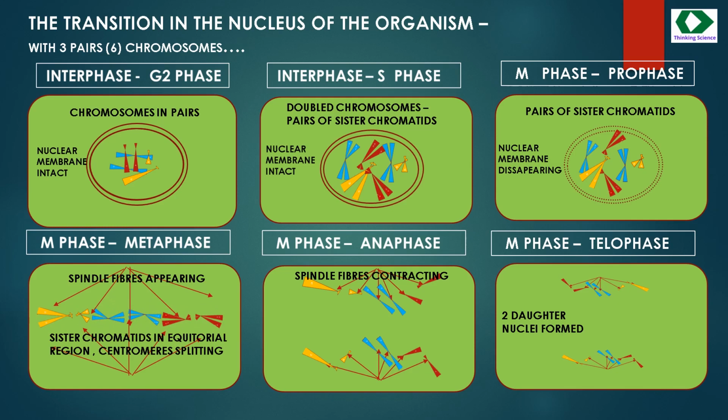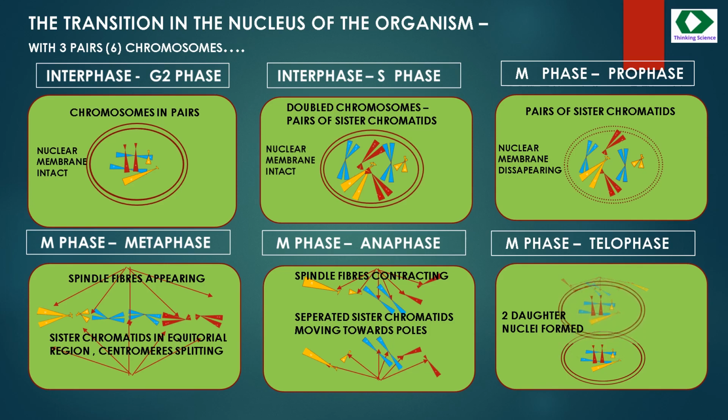When you go to the anaphase of M phase, the spindle fibers have started contracting, the centromeres have split longitudinally, and the two chromosomes have separated and they are moving towards the two opposite poles. And when you come to the telophase of M phase, the chromosomes have reached both the poles, the nuclear membranes have formed, and the chromosomes actually become chromatin threads.